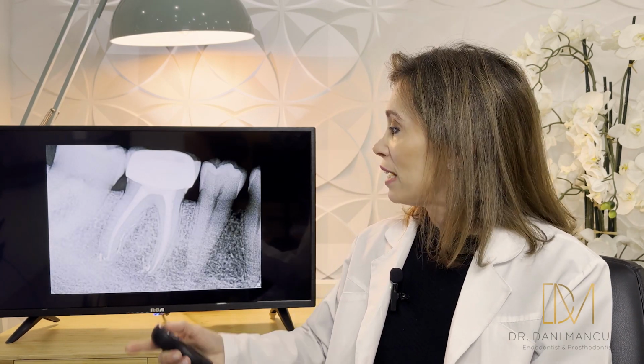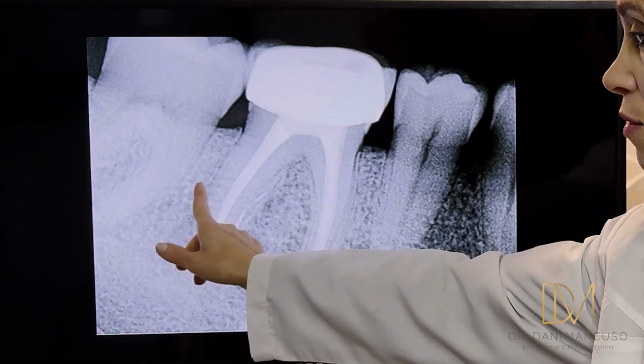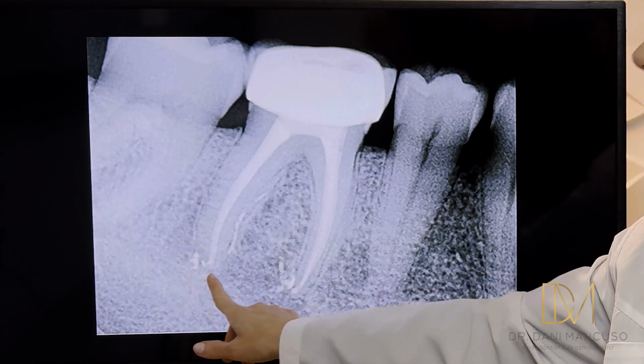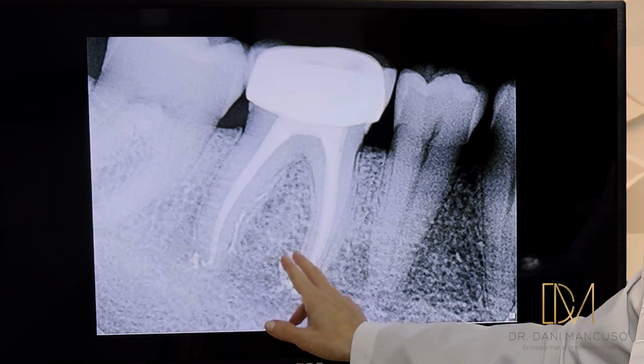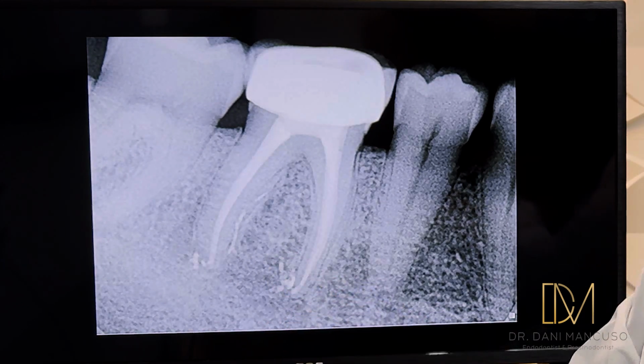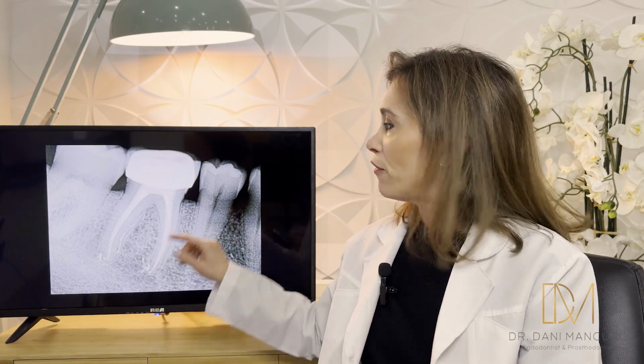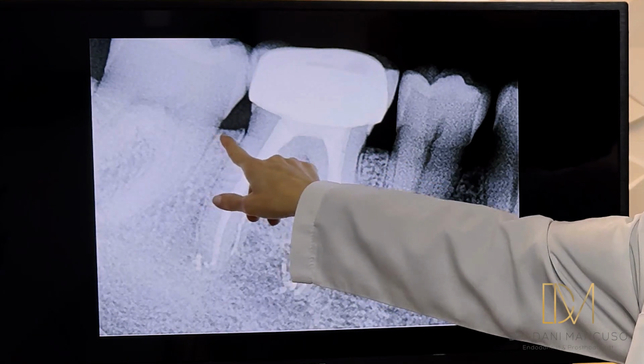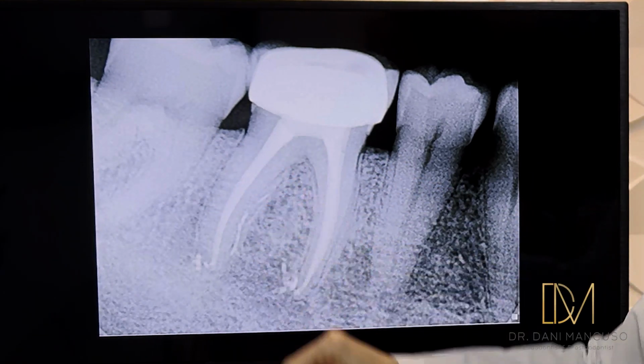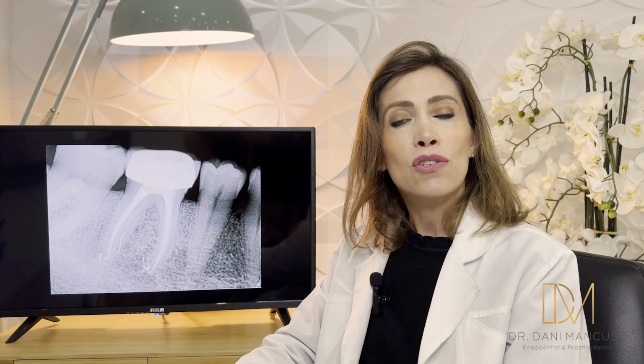And the last X-ray was at 3 years. Interestingly, you can now see the lamina dura all around the tooth. And the tooth is absolutely fine. The bone level is wonderful. Furcation is all filled again. So this tooth was saved.